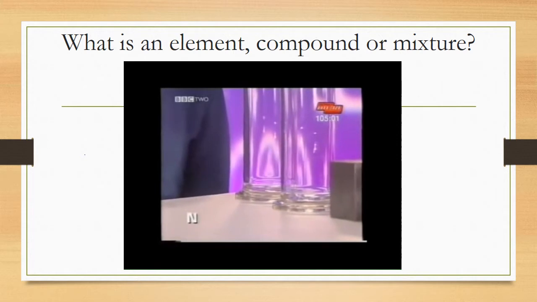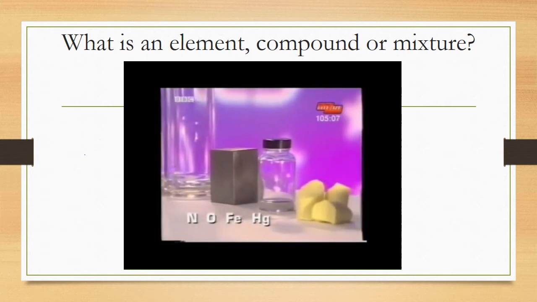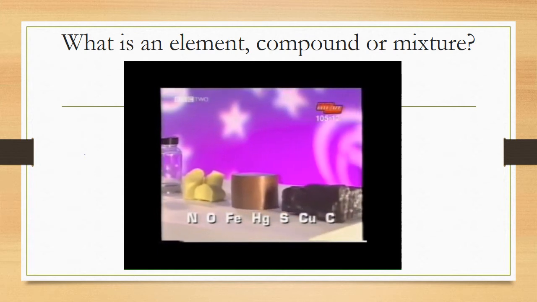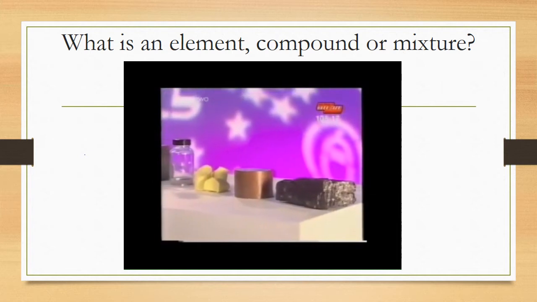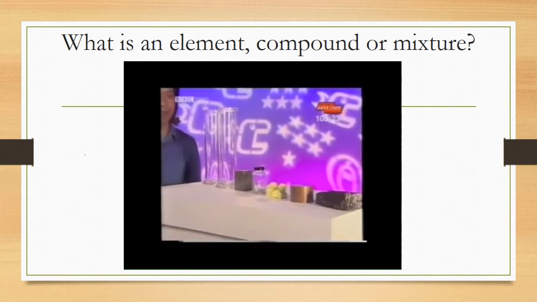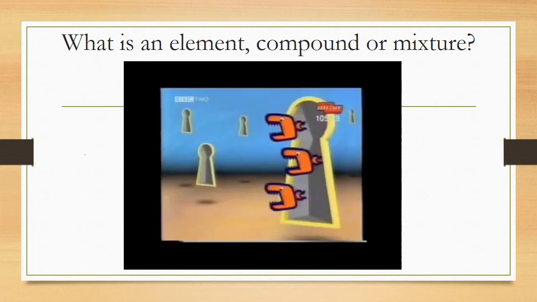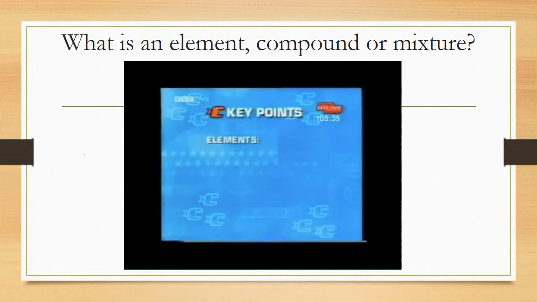N for nitrogen, O for oxygen, Fe for iron, Hg for mercury, S for sulfur, Cu for copper, and C for carbon. At room temperature, elements can be solid, liquid or gas, so that the elements nitrogen and oxygen, gases, look very different from the elements copper and carbon, solids. So you need to know that elements are pure substances and are only ever made up of one type of particle, called atoms.